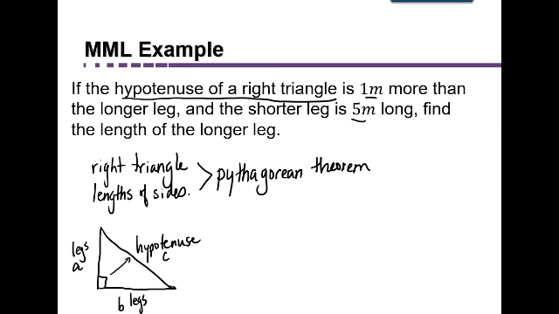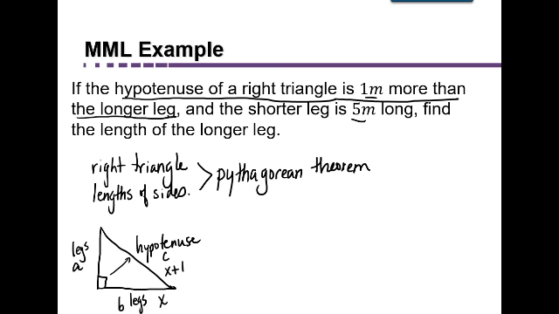Okay, so it says the hypotenuse of the right triangle is 1 meter more than the longer leg. So if we're comparing the hypotenuse to the longer leg, then let's say that the longer leg is x length. Then if the hypotenuse is 1 meter more than x, then it would have to be x plus 1.